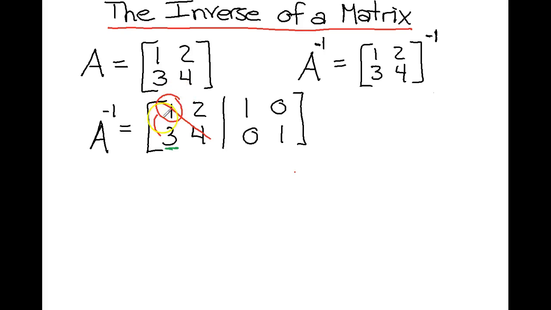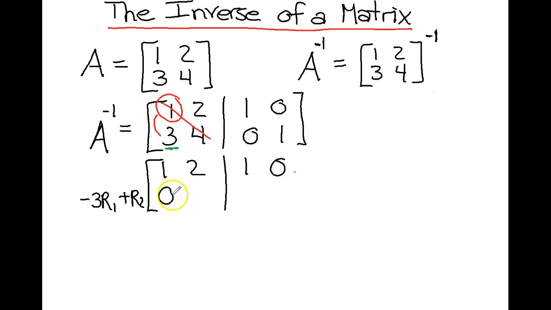So I'm going to use the 1 to eliminate the 3, and I'm going to do that by multiplying the first row by -3 and adding it to the second row. When I multiply the first row by -3 and add, I get 0. And then -6 plus 4 is -2. -3 plus 0 is -3. 0 plus 1 is 1.